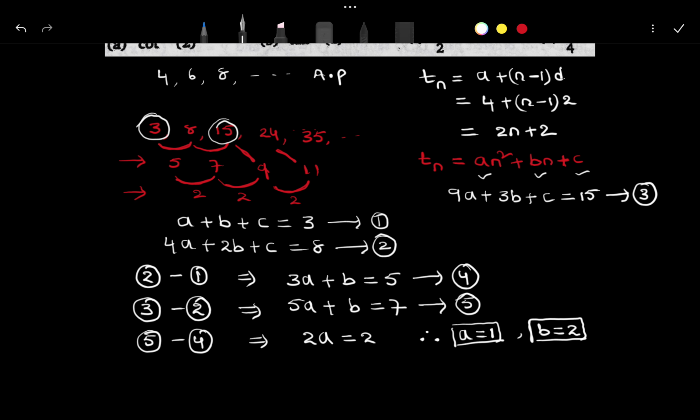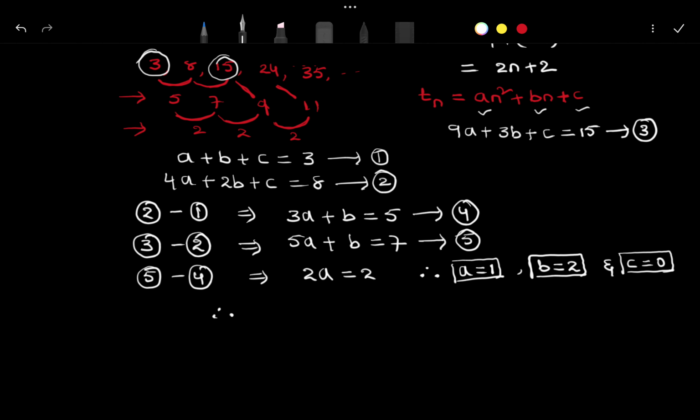After you know the a and b values, substitute in any of 1, 2, 3. I will substitute in the first equation. So c is equal to 0. Therefore, what is the nth term of the above series? That is nothing but the series 3, 8, 15, 24, 35.